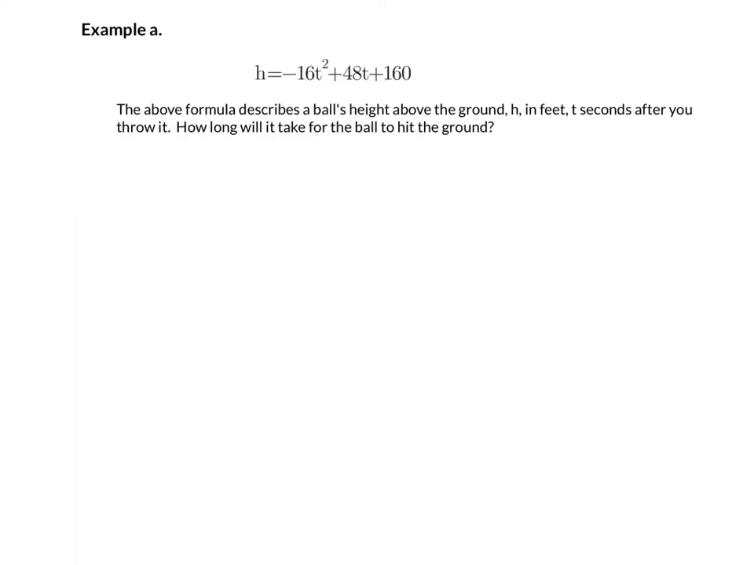Okay, so we have h equals negative 16t squared plus 48t plus 160. The above formula describes the ball's height, h, above the ground in feet, t seconds after you throw it. We want to know how long it will take for the ball to hit the ground. This is one of those classic problems involving quadratic equations.